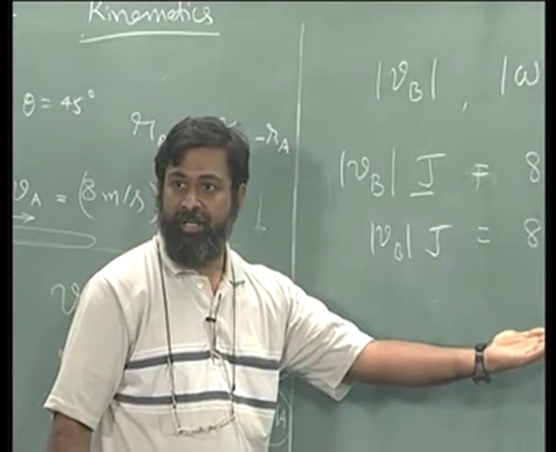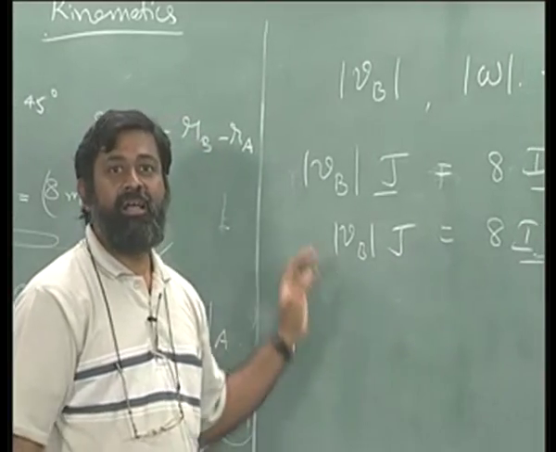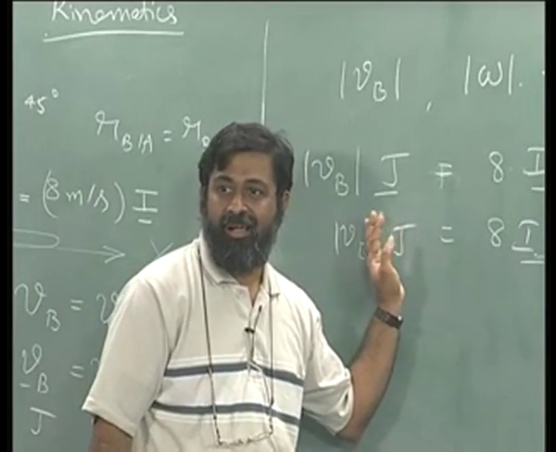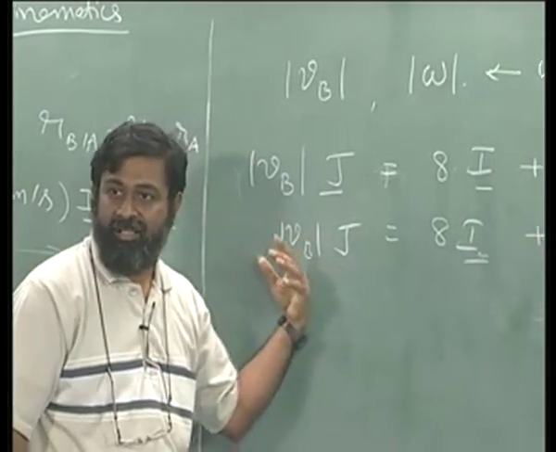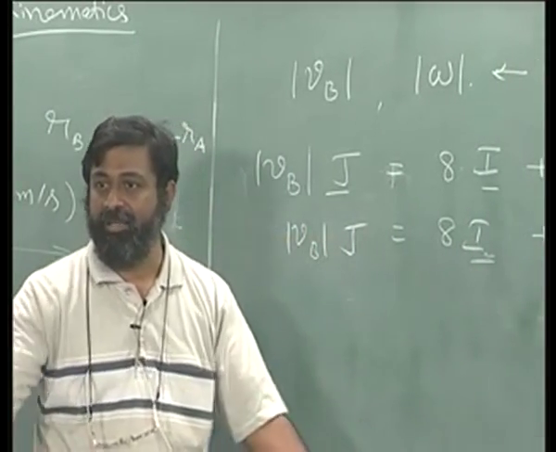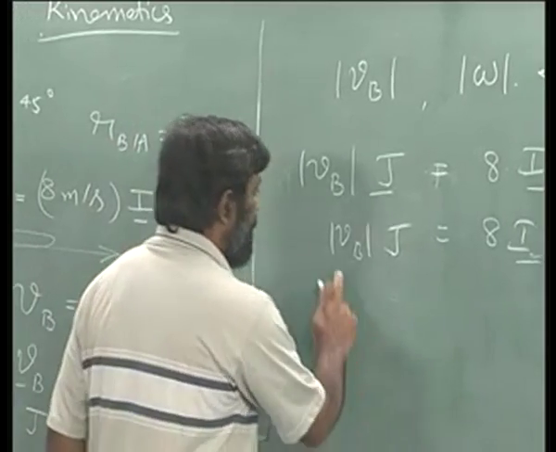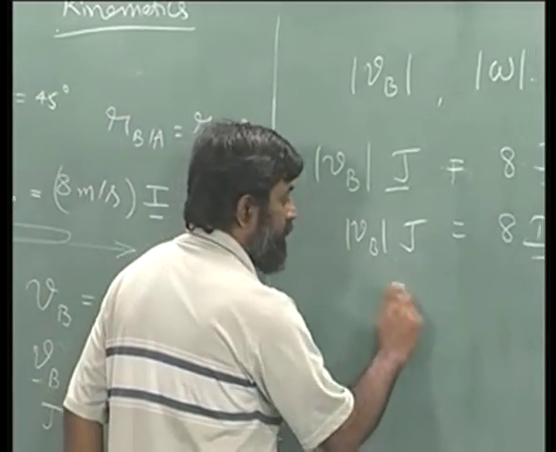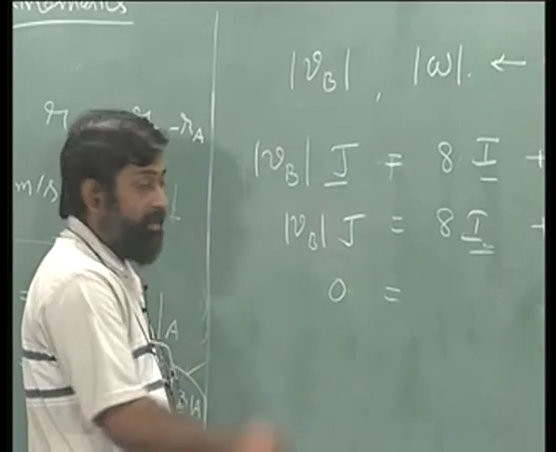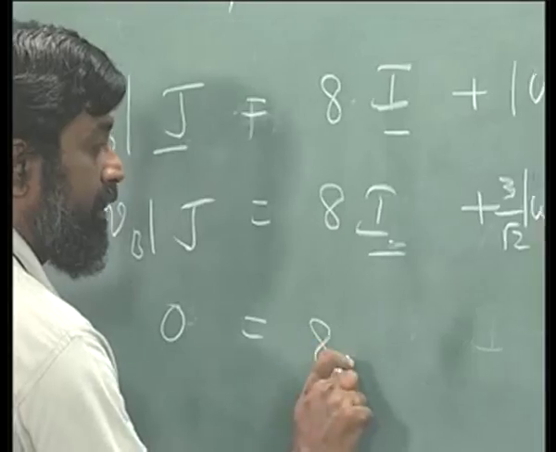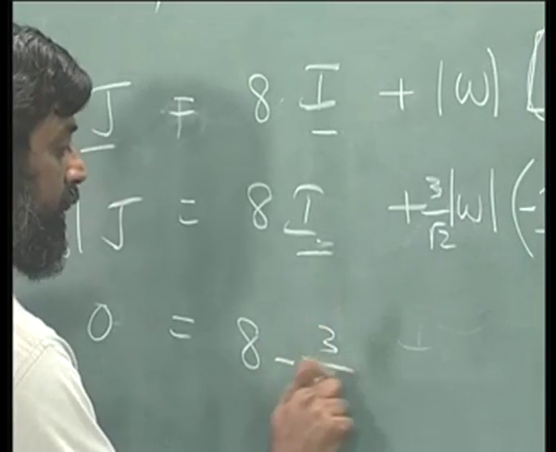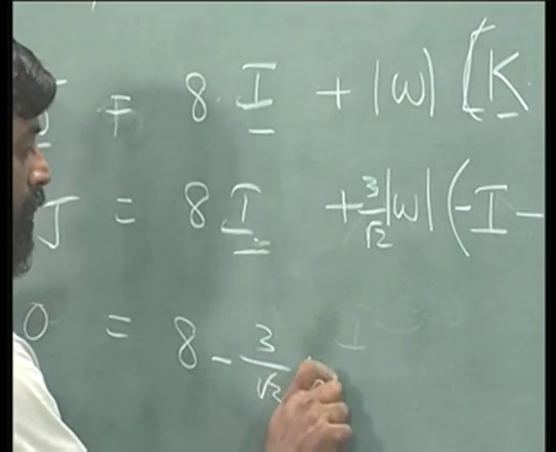How do I now separate into two equations? Very simple. I will take all the I terms separately, all the J terms separately, and equate them. That is very simple. There is no I term on the left, so it is 0. The component of I here is 0, which is nothing but 8 minus 3 by root 2 omega.